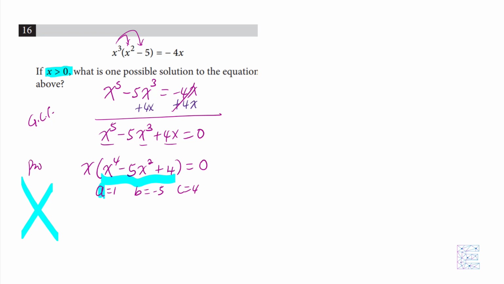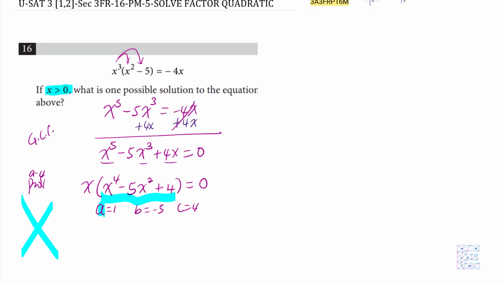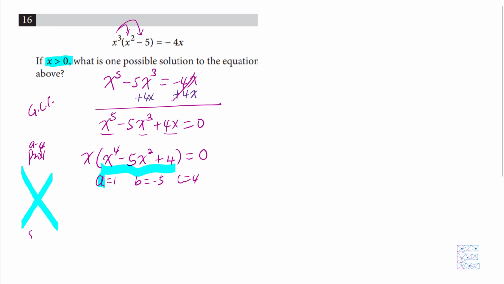So when we come over here and do a product, which is A times C, and do our sum, which is the B value, we would have 4 and negative 5. So the question is, which two numbers do we multiply together to get a positive 4? And then when we add them together, we get a negative 5. And if you've guessed negative 4 times negative 1, you'd be correct. How does that work? Negative 4 times negative 1 is positive 4. Negative 4 minus 1 is negative 5. Now that we have our factors, we'll keep working.